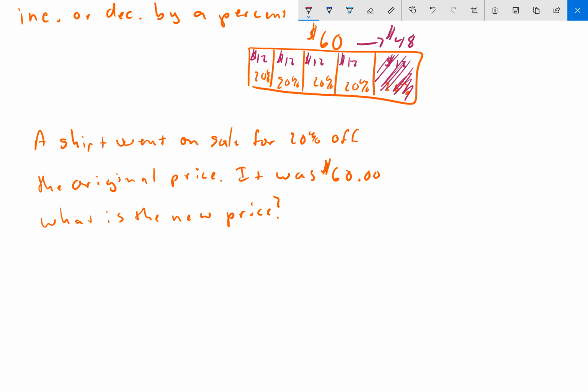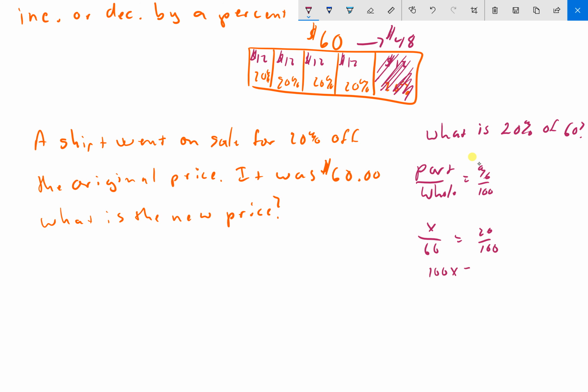Now, let's figure out how to do that. What I need to do is I need to say, what is 20% of 60? Well, if I go back to my part over whole equals percent over 100 model, I'm looking for the part. My whole thing is 60. So x over 60 equals 20 over 100. I get 100x equals 20 times 60, which is going to be 12, and then the 2 zeros. I'm going to divide by 100, divide by 100, and I get x equals 12.